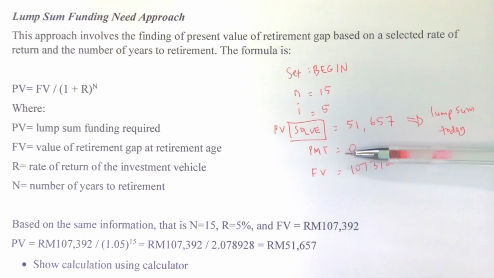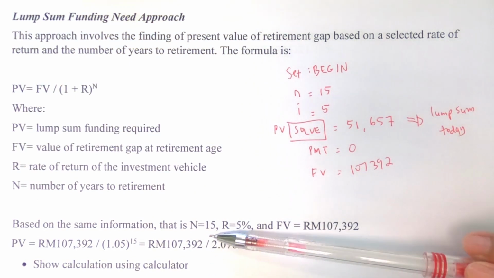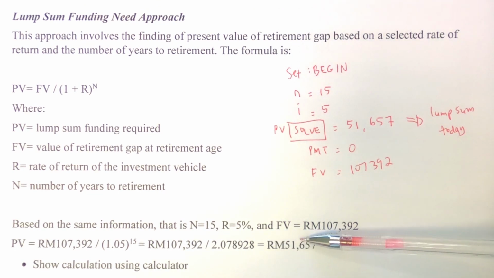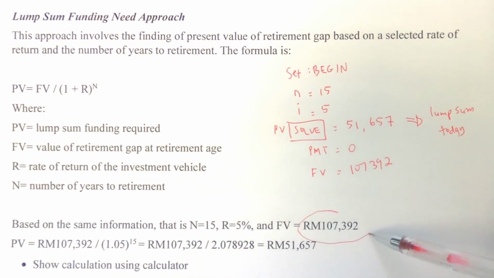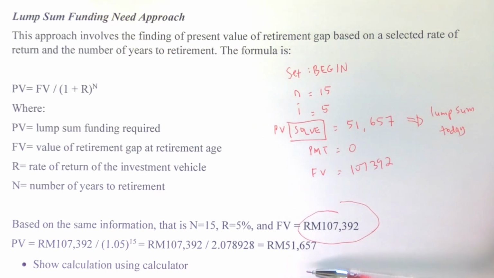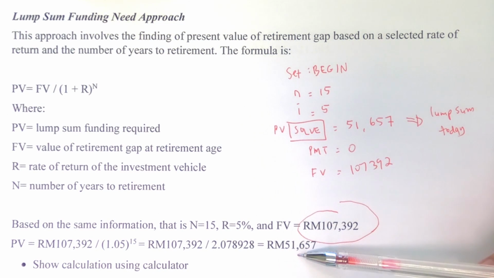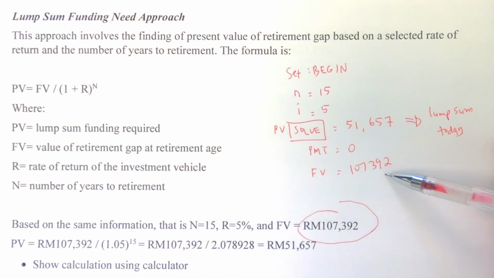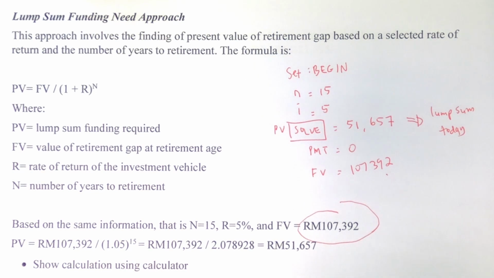Based on information given to us before, let's say N is 15, R equals 5%, and the FV is 107,392. If we apply this formula, we can easily get 51,657. So this is the value of the money today, if we want to have 107,392 in the next 15 years.